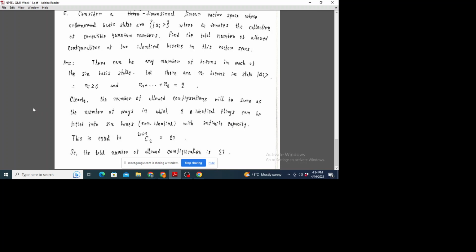In other words, we are trying to fit 2 identical balls into 6 non-identical boxes with infinite capacity. This is equivalent to this combinatorial problem: in how many ways can you fit 2 identical balls in 6 non-identical boxes with infinite capacity? There is a combinatorial formula, and using that you get 7C2, which is 21. So the total number of allowed configurations is 21.